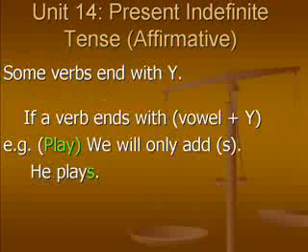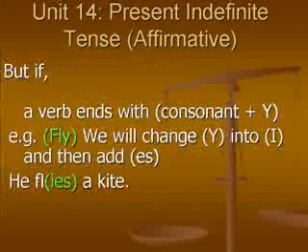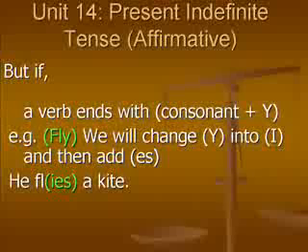Some verbs end with y. If a verb ends with vowel plus y, for example play, we will only add s. But if a verb ends with consonant plus y, for example fly, we will change y into i and then add es. For example, he flies a kite. So remember this rule. So y case, those verbs which end at y, they have such kind of rules that I've just told you.